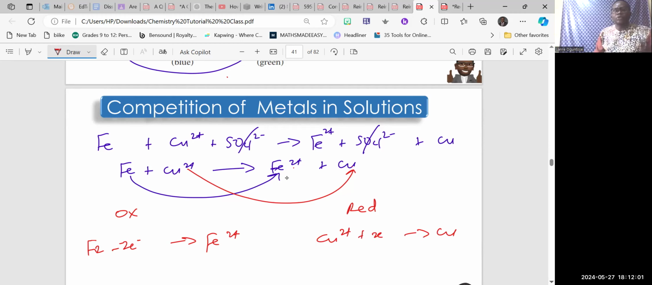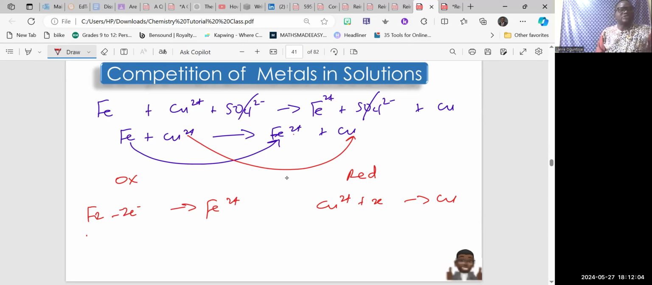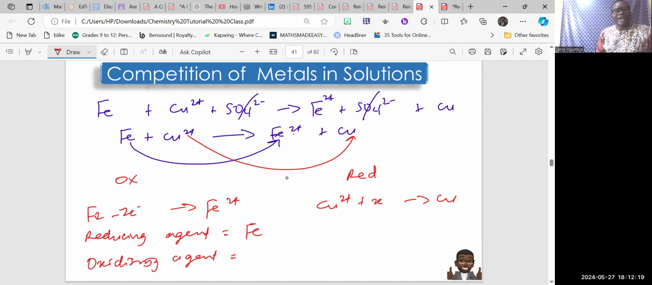So here, what is my reducing agent and what is my oxidizing agent? What's my reducing agent? Anybody? Yes. Fe is your reducing agent. Why? Because it becomes oxidized, or because it lost electrons. Can you see that? If they ask you to explain in terms of electron transfer, you don't say because it oxidized. You say because it has lost electrons.